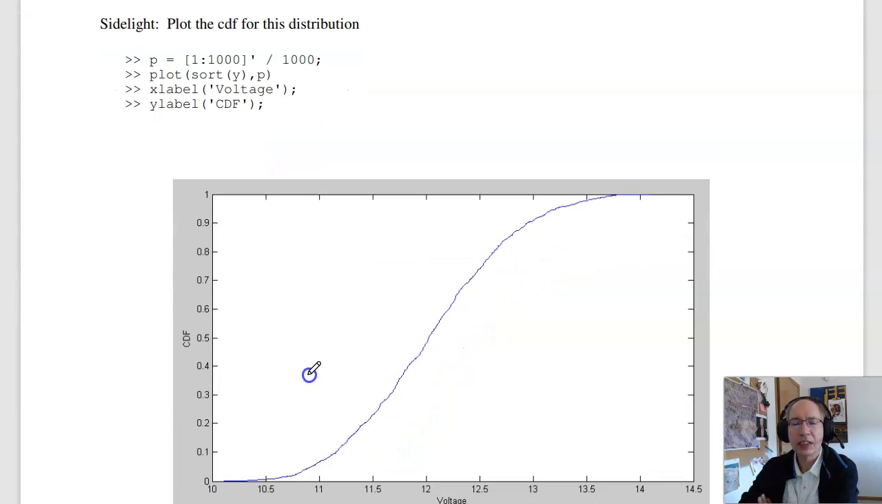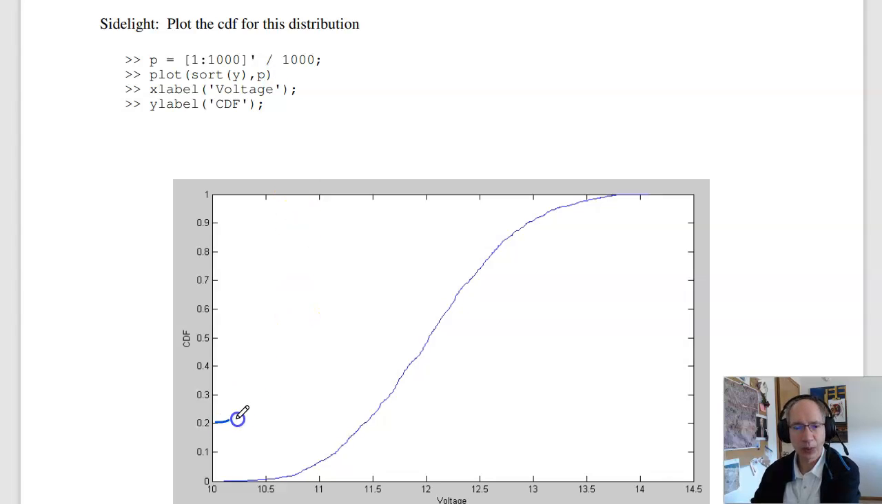As a sidelight, I didn't ask you to do this, but if you plot the CDF, getting about 1,000 points, so the probability goes from 1 to 1,000 divided by 1,000. And I sort the data, plot the sorted Y versus its rank, that gives you the CDF.